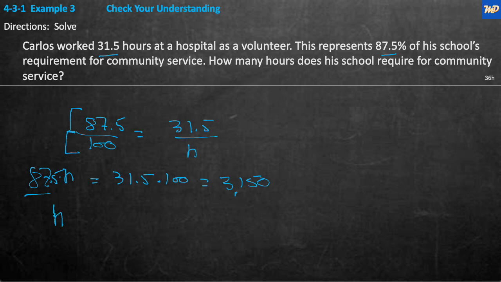So we're going to get H. I think it was H we were writing, wasn't it? H is equal to, for the hours, 3150 divided by 87.5. And that is equal to what? That's equal to 36 hours. So the amount he's worked so far is 31 and a half hours, but he must work 36 total hours. 31 and a half divided by 36. That's that other part of the fraction right here. 36 goes right there.